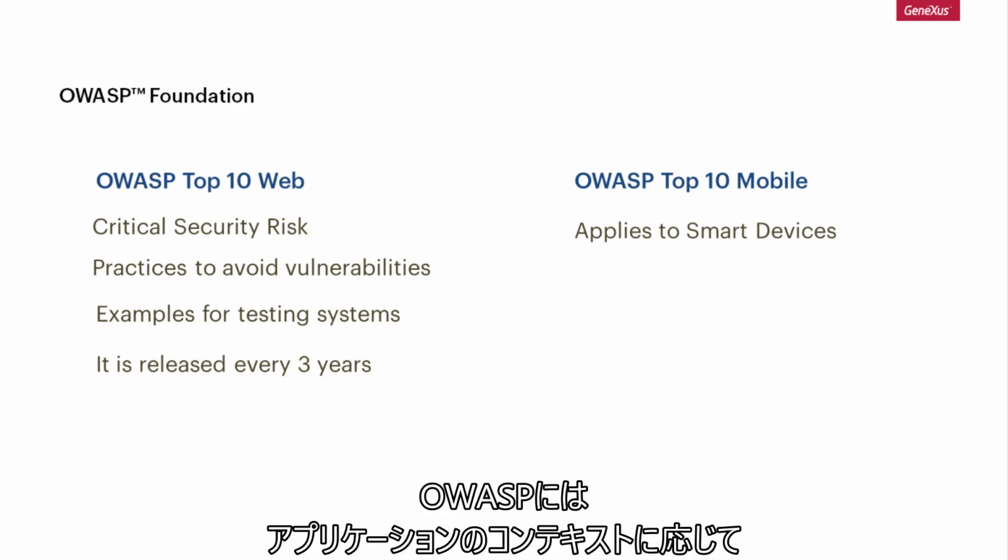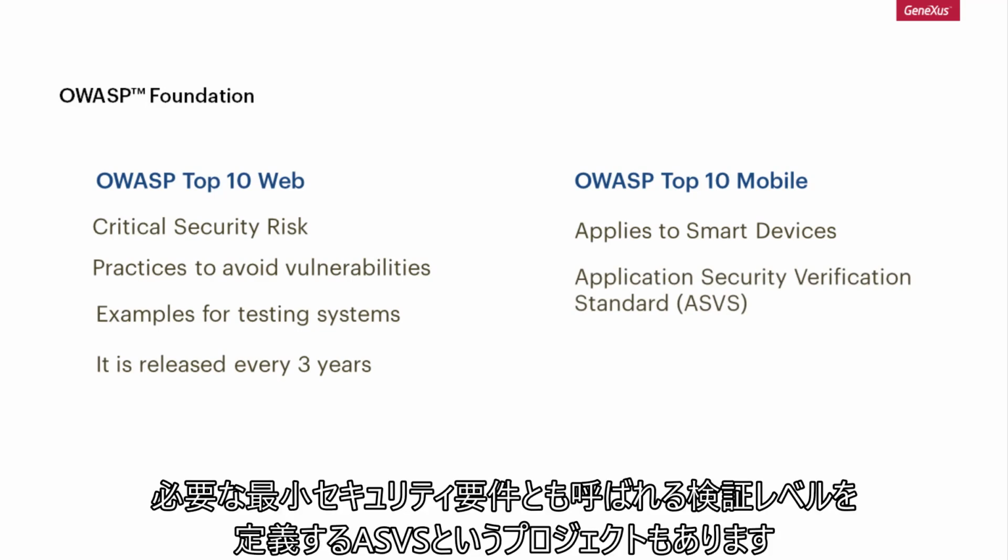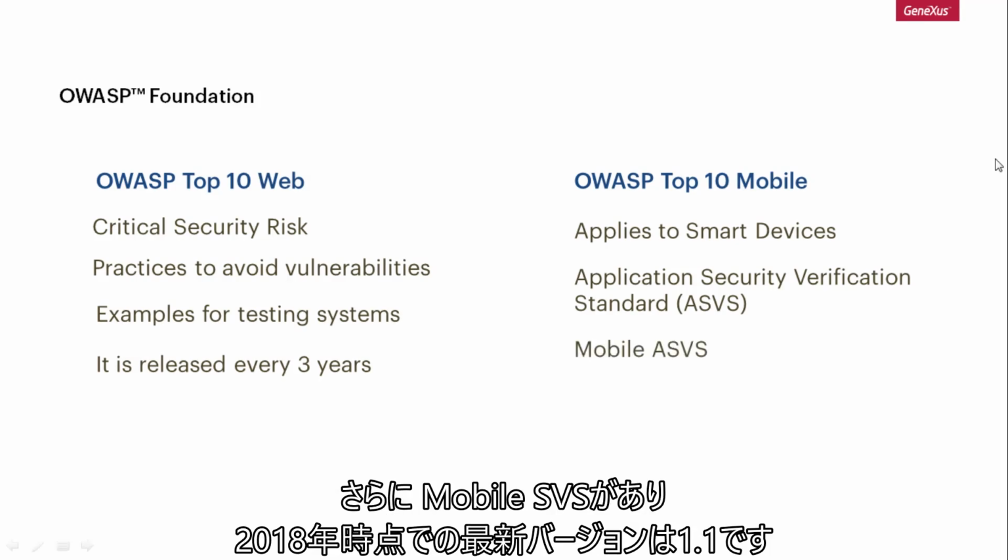The Open Web Application Security Project also includes a project called ASVS, which defines verification levels, also understood as the minimum security requirements that are necessary depending on the application's context. Additionally, there is Mobile ASVS, whose current version, as of 2018, is 1.1.